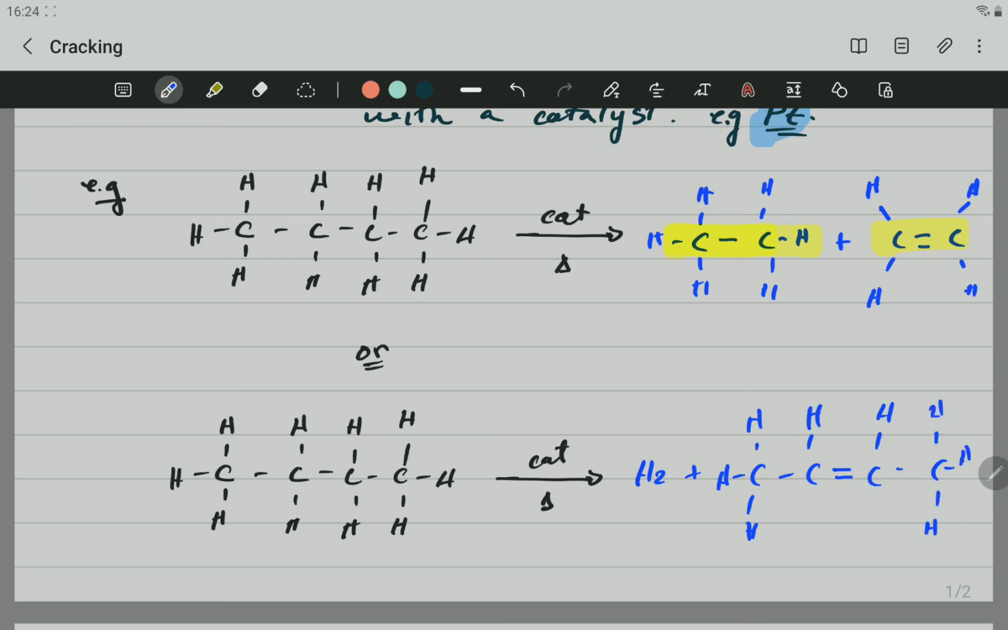Here we have the other option, so this one is broken into H2 and an alkene. I hope this is understood. It's not that difficult, it's very easy, and it may be a question. Note the following: if you start with an alkane with 4 carbons, at the end, when you add up all the products, there must also be 4 carbons. You cannot create or eliminate atoms, they just get redistributed.